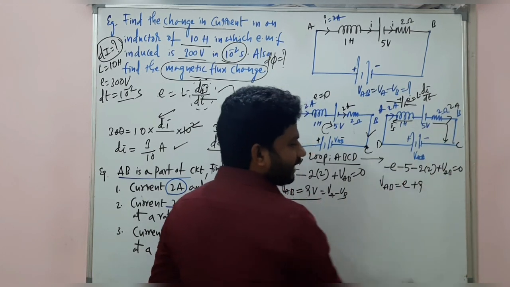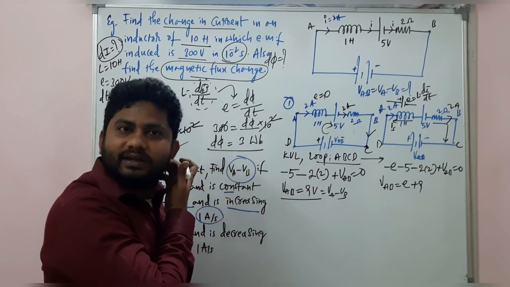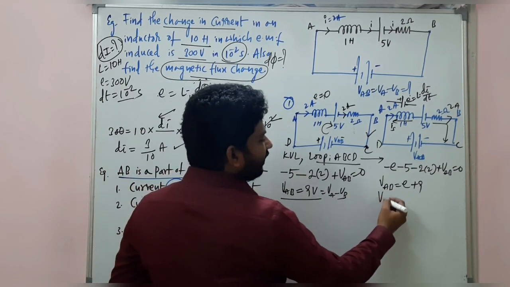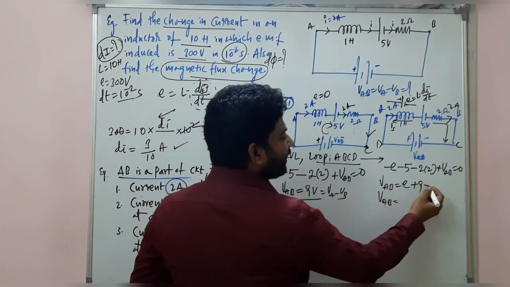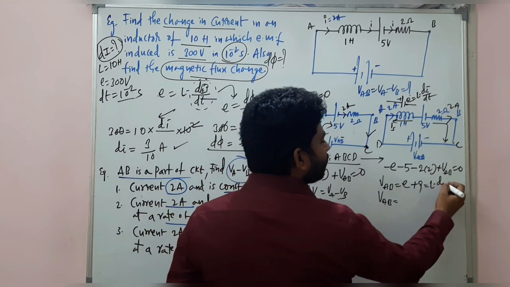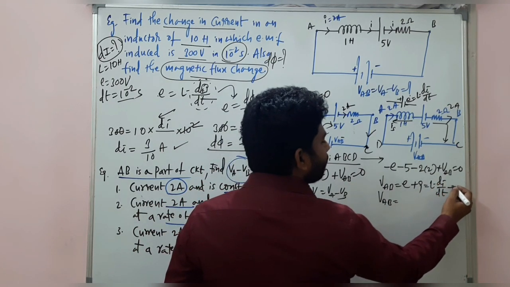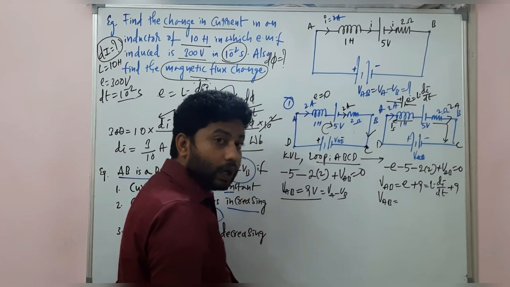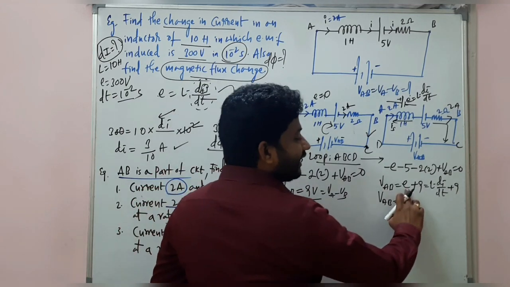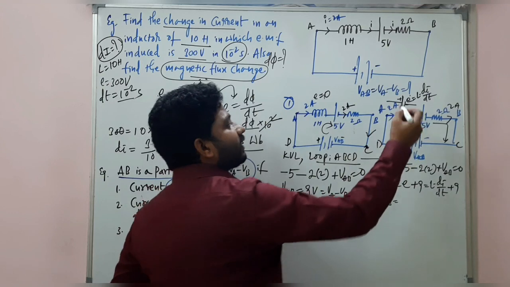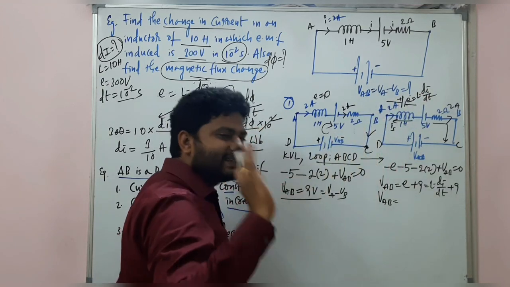And it is plus 9. Understand? Clear? So now your VAB is equal to E. E value is what? L into di by dt, my dear students. So plus 9. No confusions at all. This E, we are not writing any sign. Sign we had represented with this symbol itself.